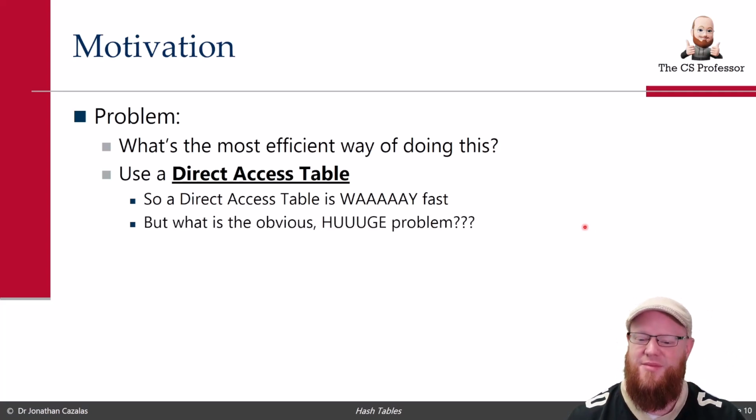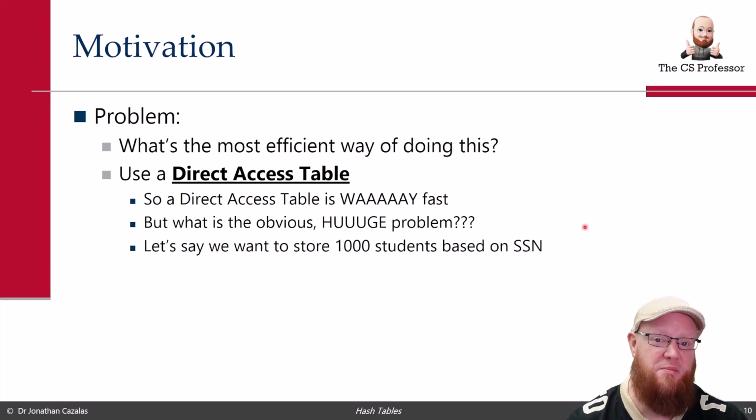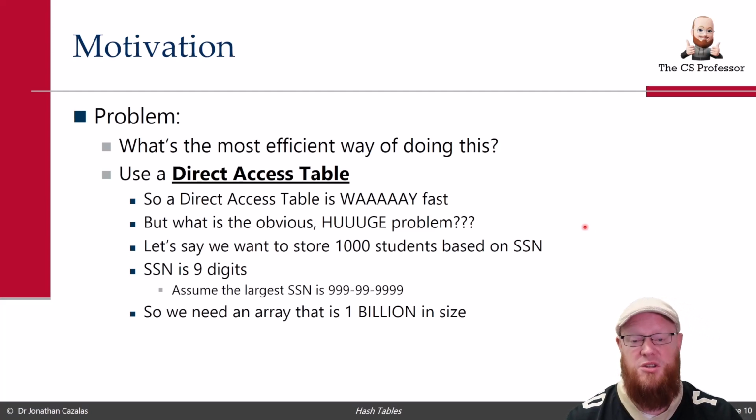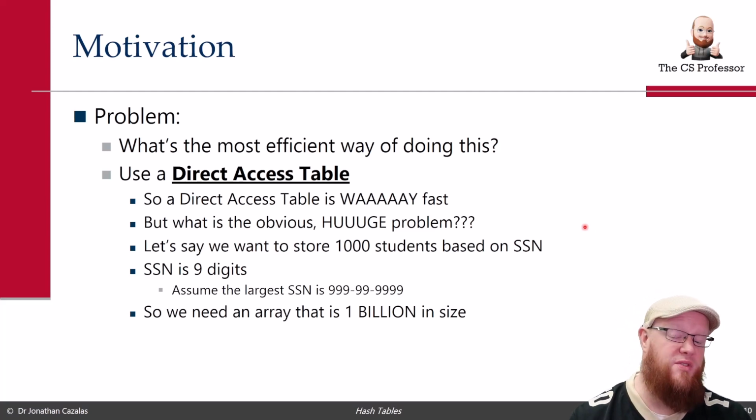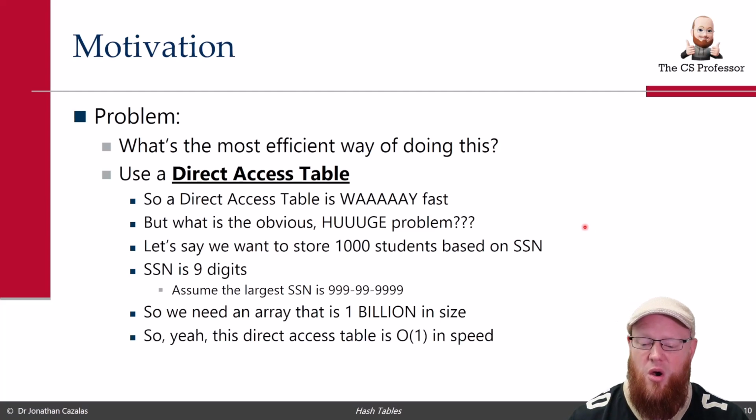What's the problem? So it's way fast, but what is the, I wrote here, huge problem? If you want to say, for example, you want to store 1,000 students based off of their social security number, well, if a social is 9 digits, that's going to be an array of size billion we just mentioned. So we would use an array of size 1 billion to store a whopping 1,000 students.